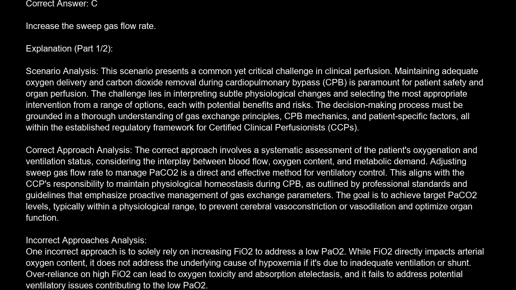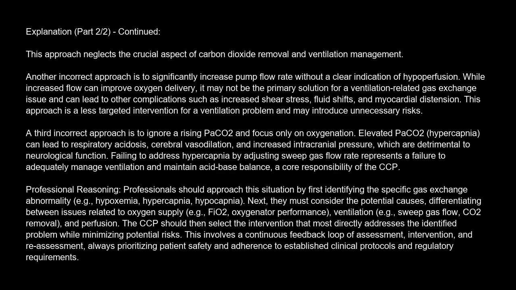Incorrect approaches analysis. One incorrect approach is to solely rely on increasing FiO2 to address a low PaO2. While FiO2 directly impacts arterial oxygen content, it does not address the underlying cause of hypoxemia if it's due to inadequate ventilation or shunt. Over-reliance on high FiO2 can lead to oxygen toxicity and absorption atelectasis, and it fails to address potential ventilatory issues contributing to the low PaO2. This approach neglects the crucial aspect of carbon dioxide removal and ventilation management.